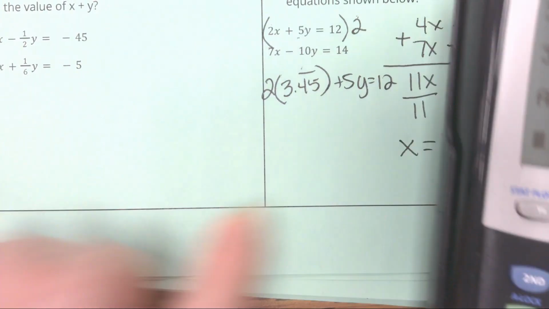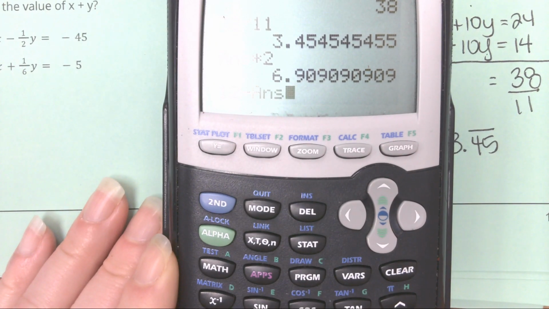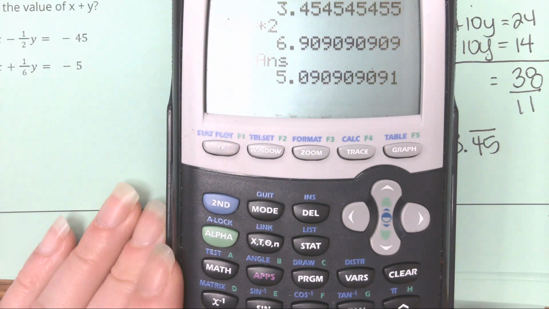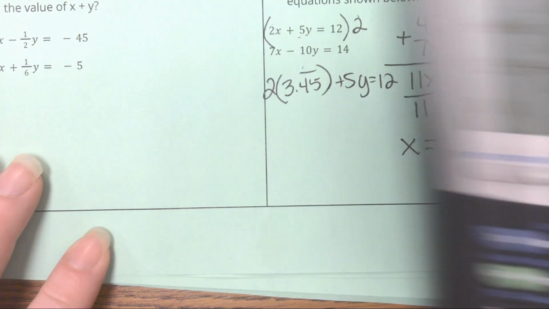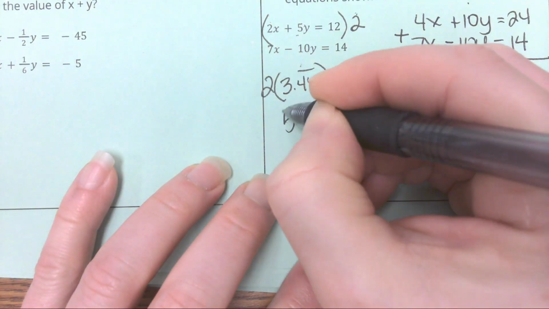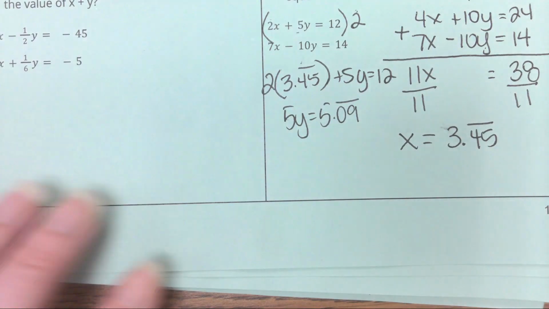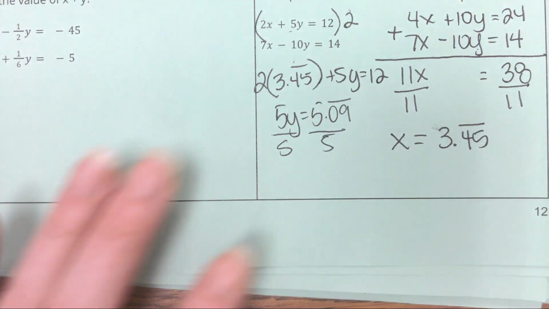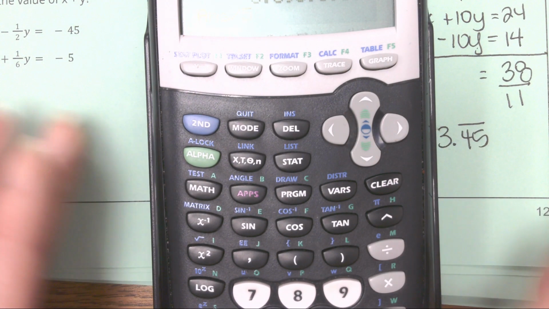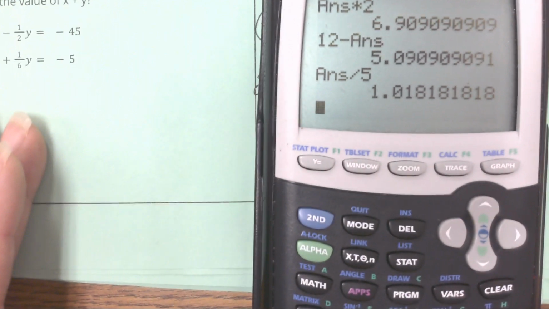I'm going to subtract it from 12. I get 5.09. If you're rounding, these are okay. I'm just doing it on my calculator. And then last, that's 5y equals 5.09 repeating, divide by 5. So I get 1.018 for y.